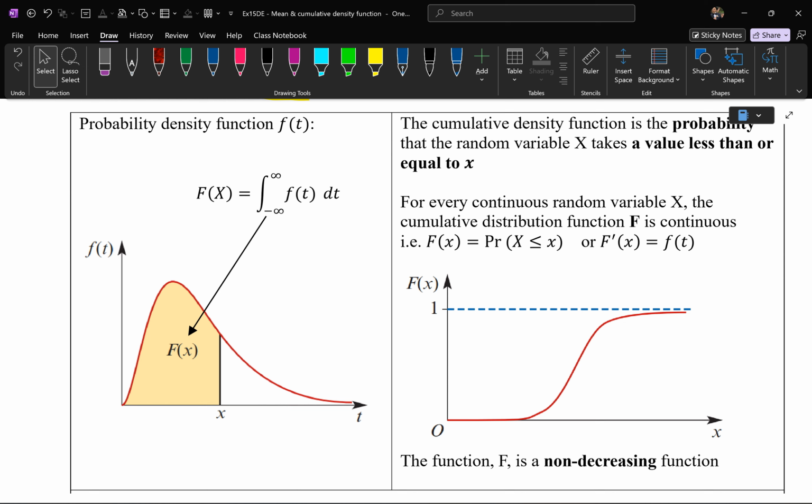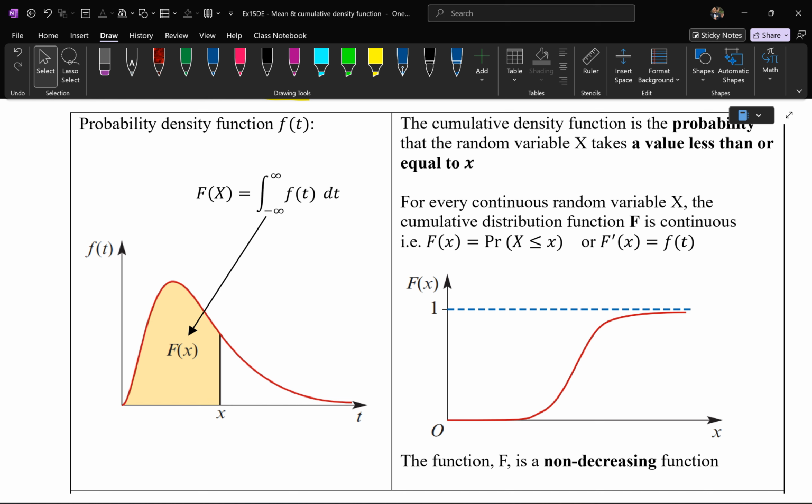So what you can see over here is the cumulative graph, what your function generally looks like. You can go from 0 and then it increases to 1. So it means it's always increasing. It's a non-decreasing function. That's just one of the properties.